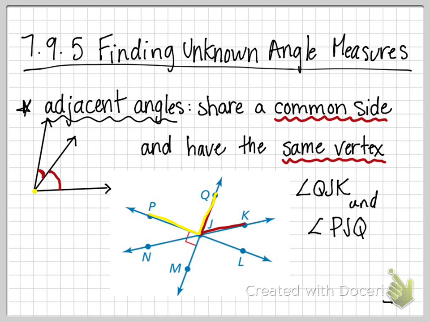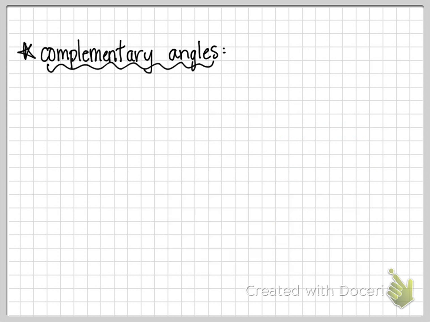Is there another angle that's adjacent to our red angle here? Finn, tell me. KJL. Okay, KJL. And we always put that little symbol, it's kind of like a less than sign, but it means angle. Angle KJL is also adjacent to our red angle QJK. All right, we good with adjacent angles? They touch one another.